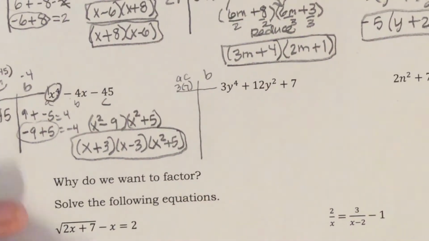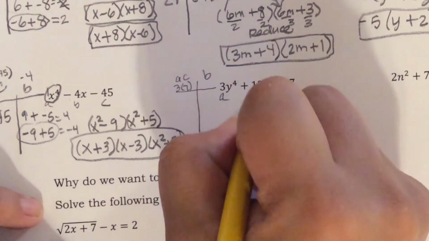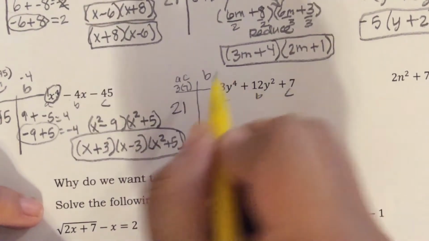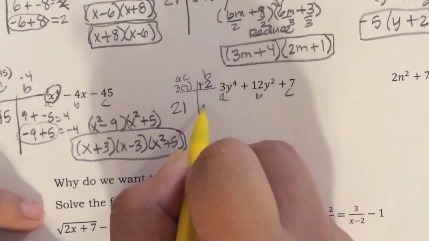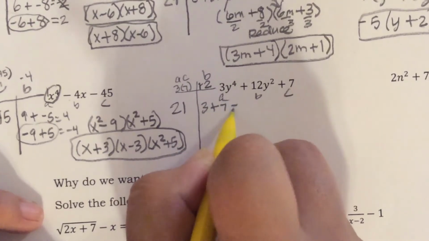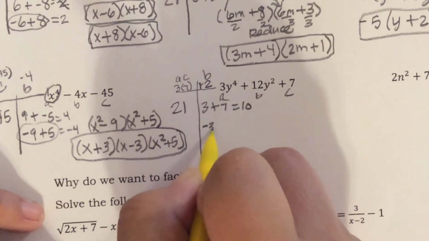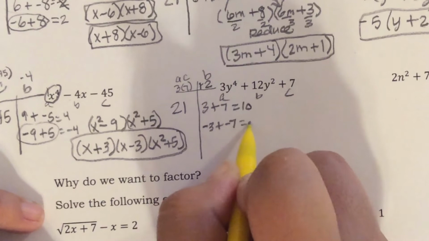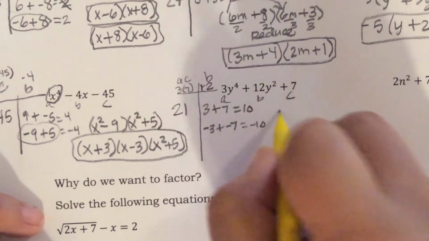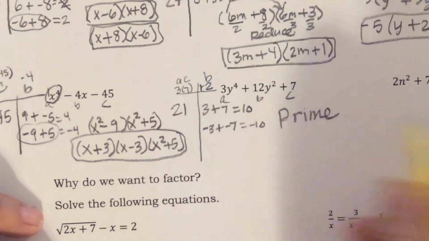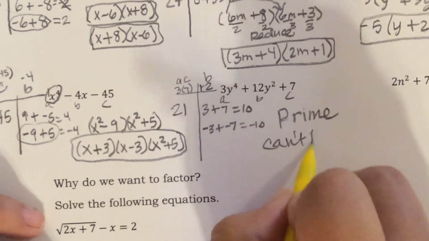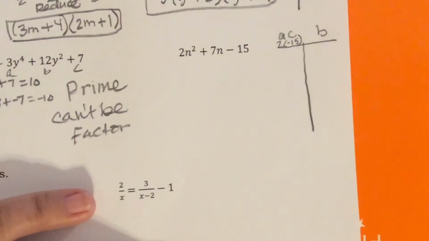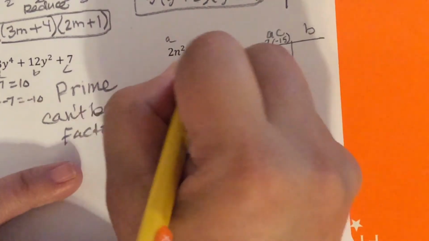Okay, now let's move on to this one. So this is your A, B, C, and you're going to multiply 3 times 7, A times C, which is 21. And it has to add up to 12. Well, you can only multiply 3 and 7 to get 21, but 3 plus 7 gives you 10, or negative 3 and a negative 7. If I multiply two negatives, I get a positive 21, but then that would give me a negative 10. Does not give me 12, so this is prime. It cannot be factored. Sometimes that can happen.